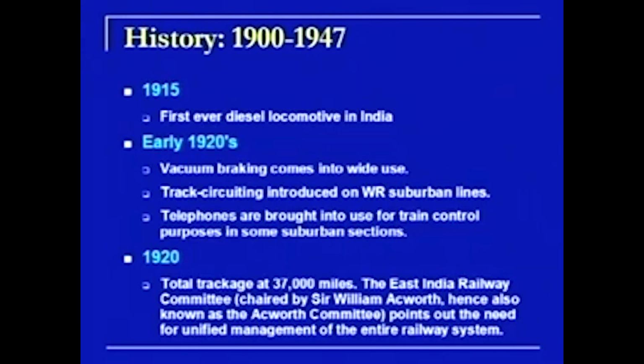The Indian Railway Committee, also termed the Acworth Committee, pointed out that we have to have a unified management of the entire railway system. What was happening before this was that there were different railway companies operating their services in different regions. So, a unified approach was required so that everything can be taken up in a balanced manner. That is why this was suggested in 1920 by this committee.